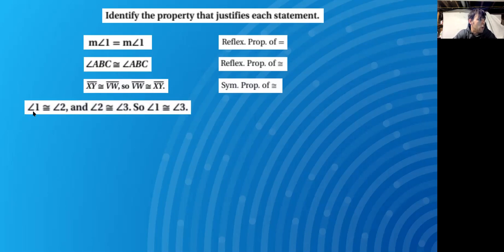Here we go. Angle 1 is congruent to angle 2. Angle 2 is congruent to angle 3. So angle 1 is congruent to angle 3. This is that transitive property. We created this chain of congruence. We said that angle 1 is congruent to angle 2, which is congruent to angle 3. And so instead, we shortcutted that and said 1 was congruent to 3. That's the transitive property.